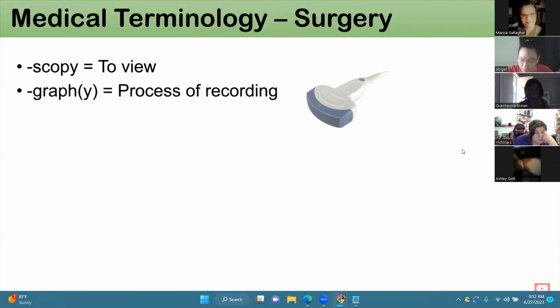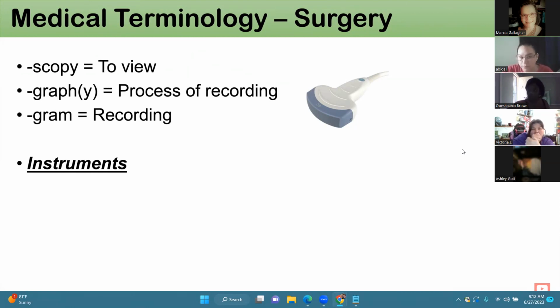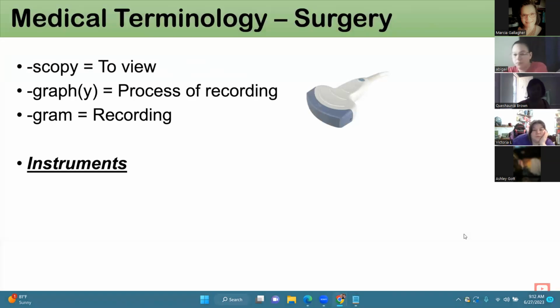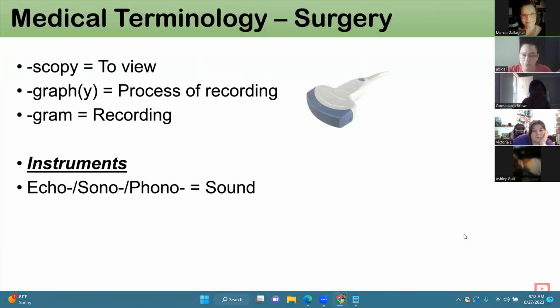The suffix graph or graphy means the process of recording. So graph really means the recording itself. Graphy means the process of recording. And similarly, the suffix gram also means recording. So you can think of electrocardiogram. Now we'll move on to looking at different surgical instruments and other diagnostic instruments and evaluations. The first one we're going to look at is the prefix echo, sono, and phono. These all denote sound. So you can think of echocardiogram.